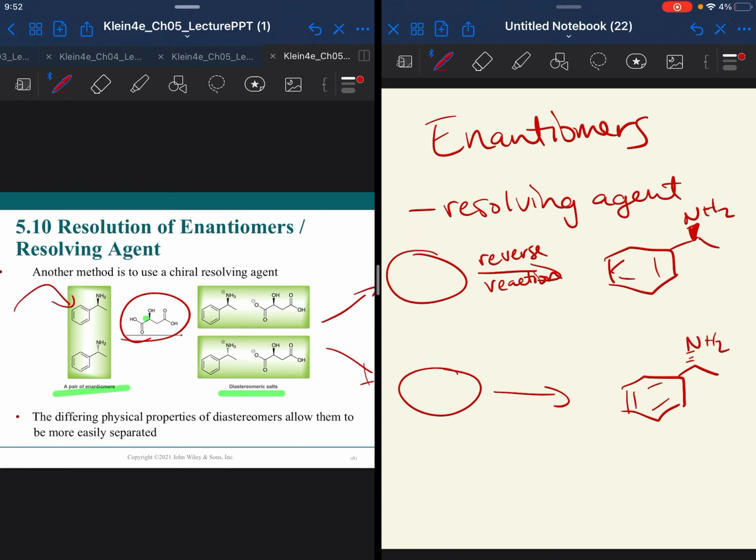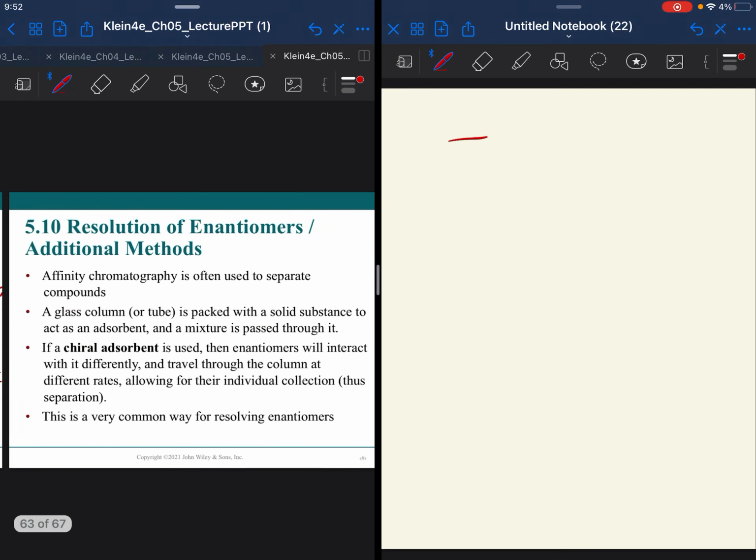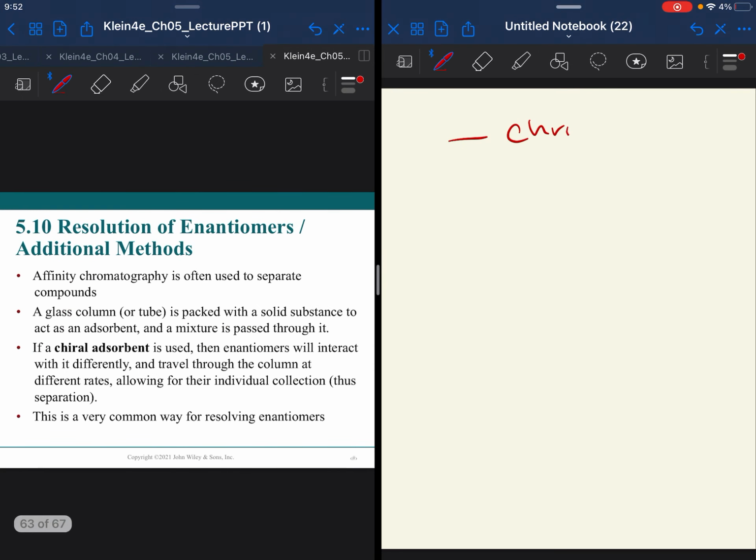Maybe you went out of your way to make this compound. It's taken all this time. And now just to clean it up, you have to do another 2 reactions. So that's resolving enantiomers using a resolving agent. Another way to clean them up is chromatography.